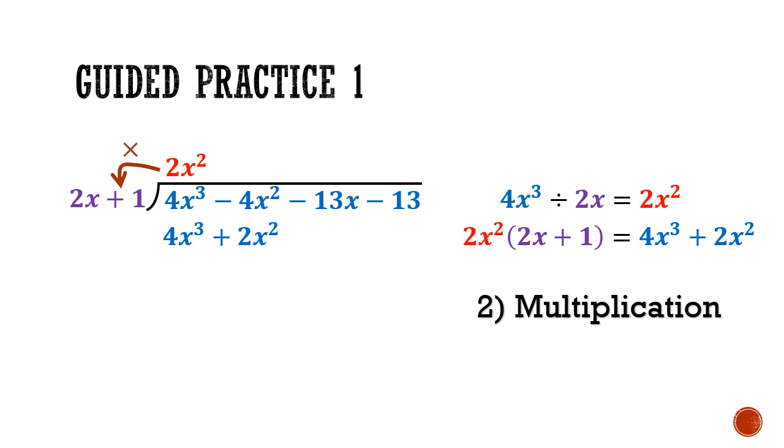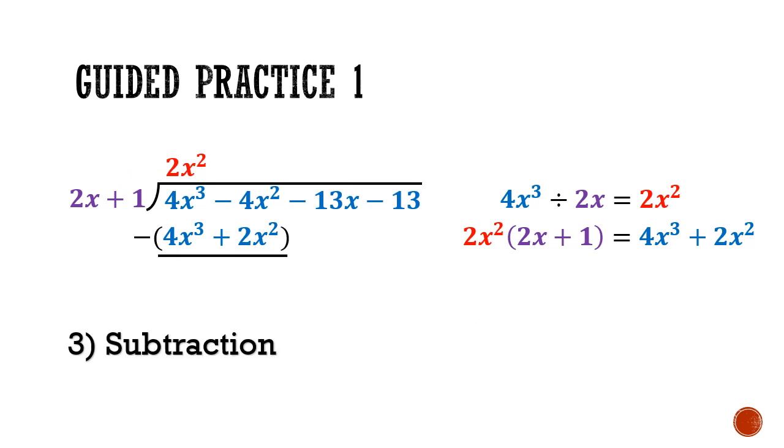Now we move on to step 3. We subtract. So 4x cubed will cancel each other out. Minus 4x squared minus another 2x squared. This will give us negative 6x squared. And we bring negative 13x down before we start the cycle again.